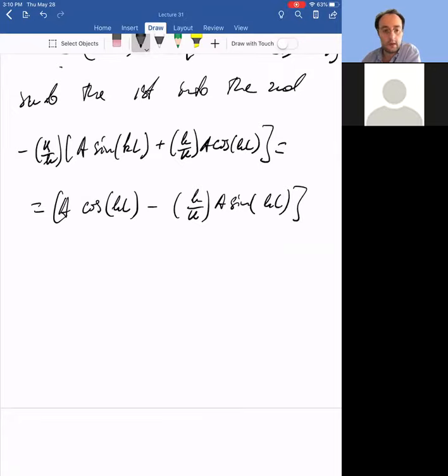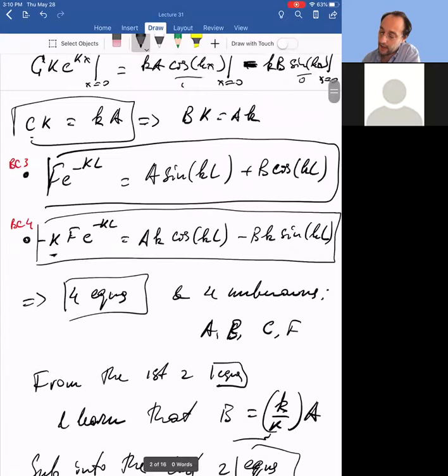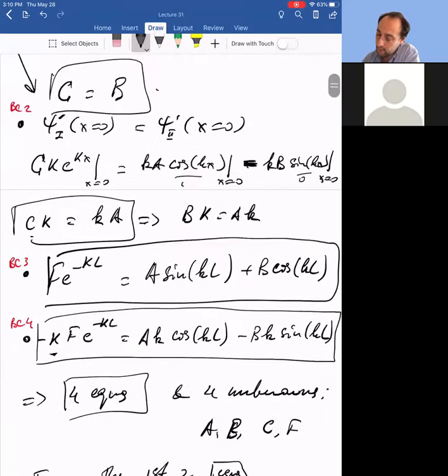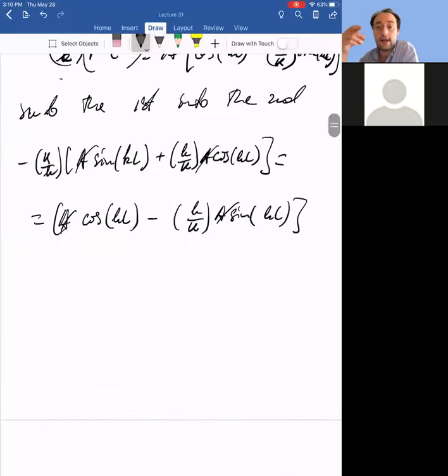And what can I do? Well, exactly, I can cancel out the a. When can I do that? If a is non-zero. But if a is 0, that means f must be 0. And if a is 0, it means c is 0, it means b is 0, then you get just a zero solution. So A cannot be zero, otherwise you get a trivial wave function, psi equals zero. Psi equals zero is always a solution, but it's not a solution that we're interested in.